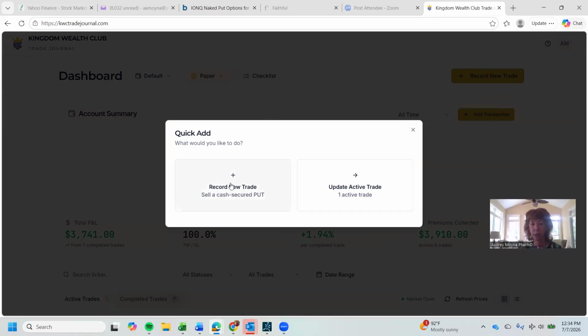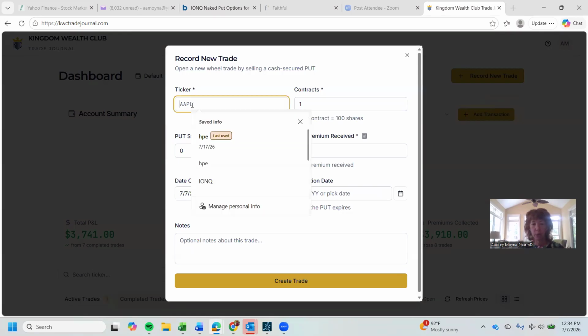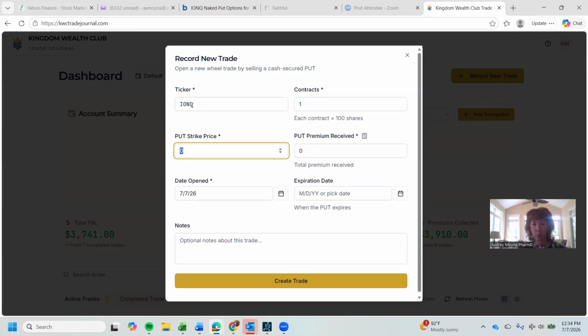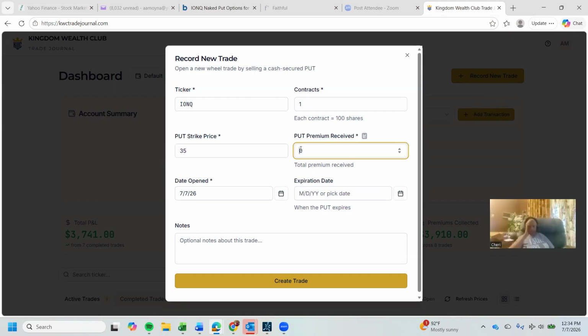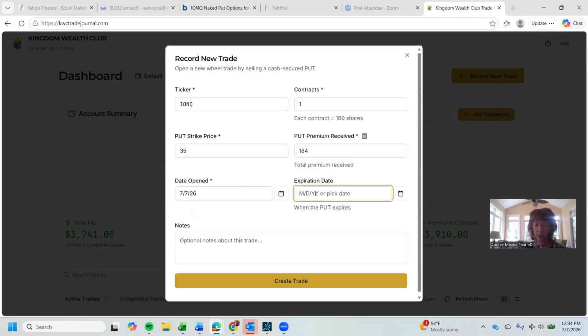So here I hit new trade, record new trade, and I was in IONQ. I have one contract. The strike price was 35, did we say? Yes. And I think I made 184 bucks. Yep. Date open was today. We expire on 08/21/26.